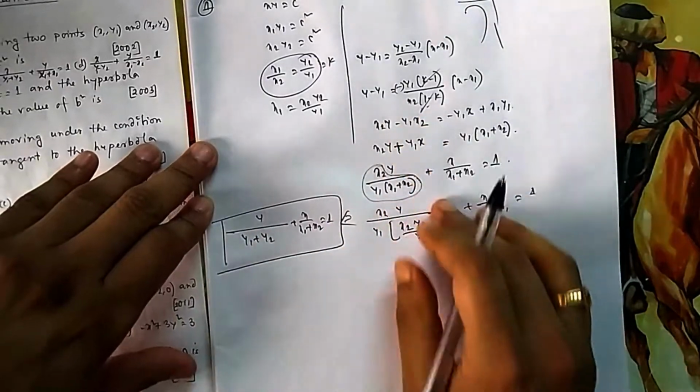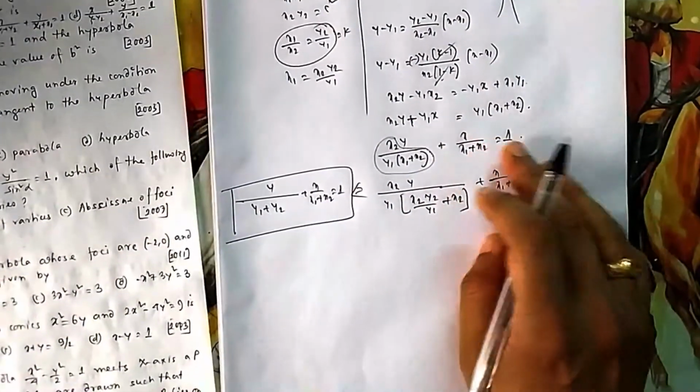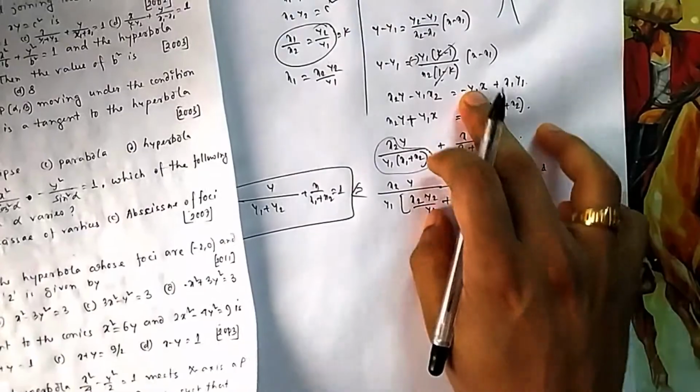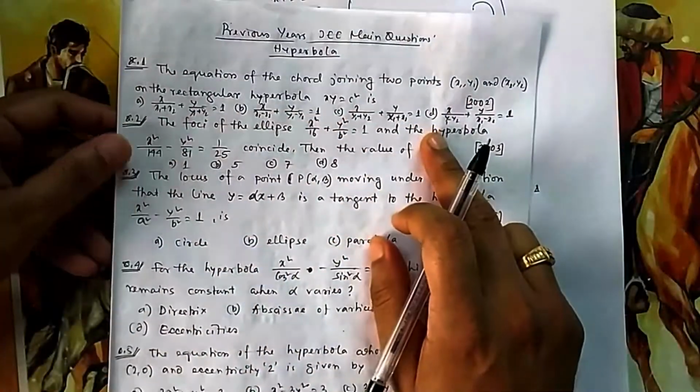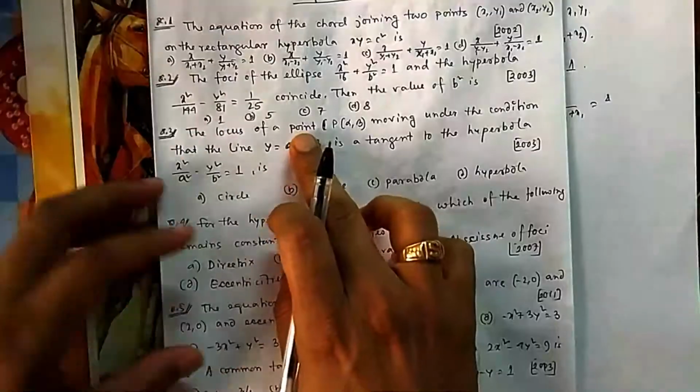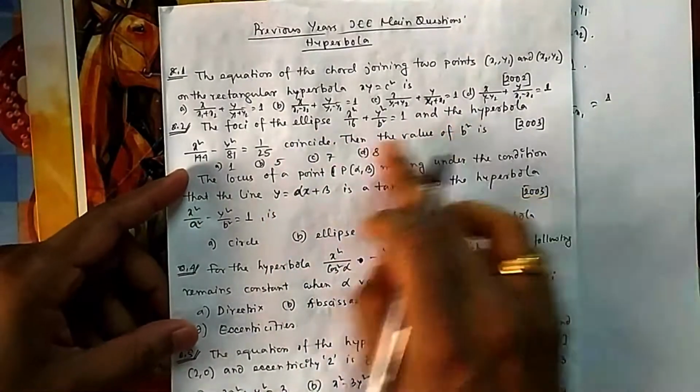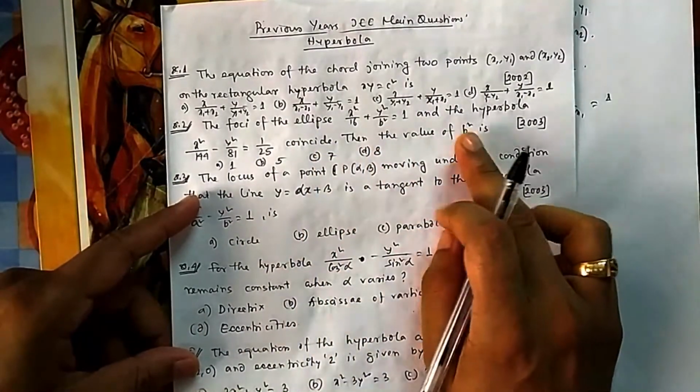So after doing something, because this is also your answer, one can stop here, one can stop here, but you have to check where your answer is given. So you have to convert it into that form. The foci of this ellipse and the hyperbola coincide, then find the value of b square.